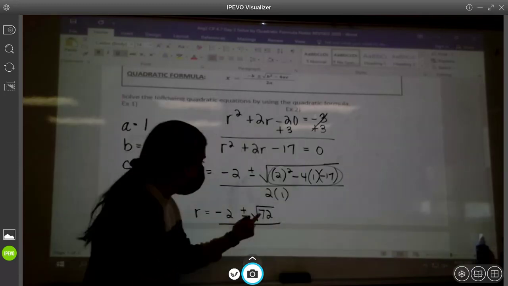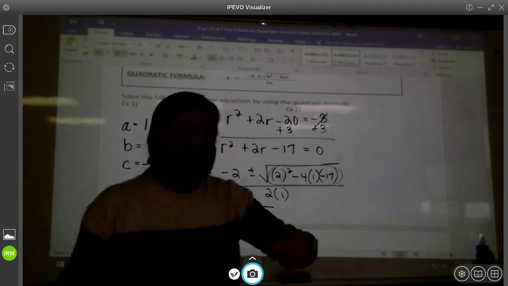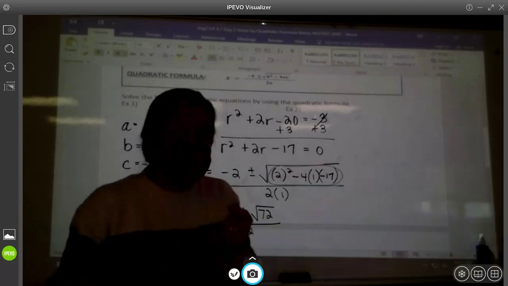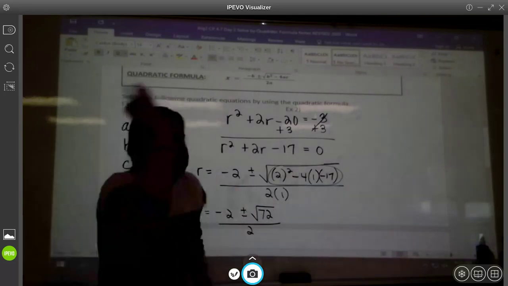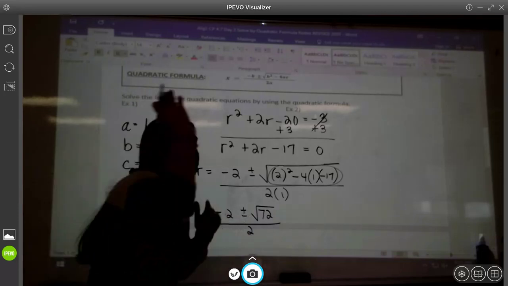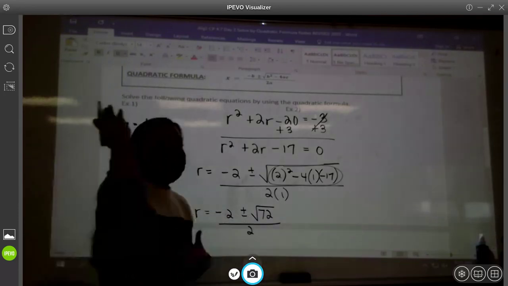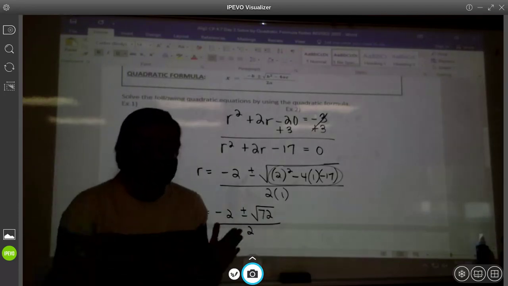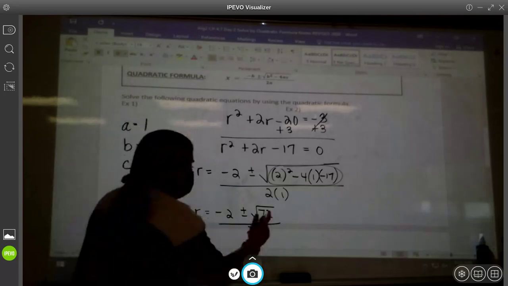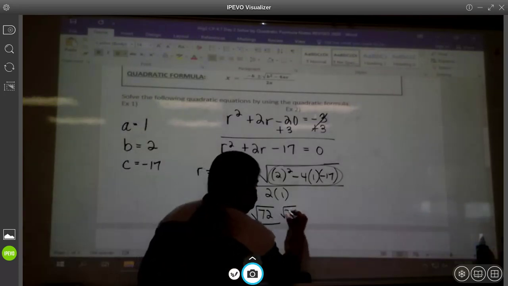Yeah, guys. Take 72, start dividing it by your perfect squares. The closest one without going over, I believe, is 64. What's 72 divided by 64? What's 72 divided by 49? What's 72 divided by 36? Oh, 36 divides evenly in. So 36 is your biggest perfect square.